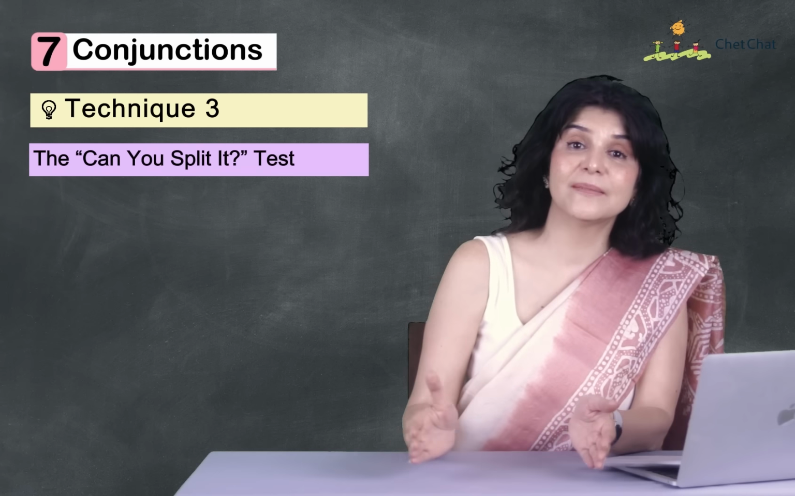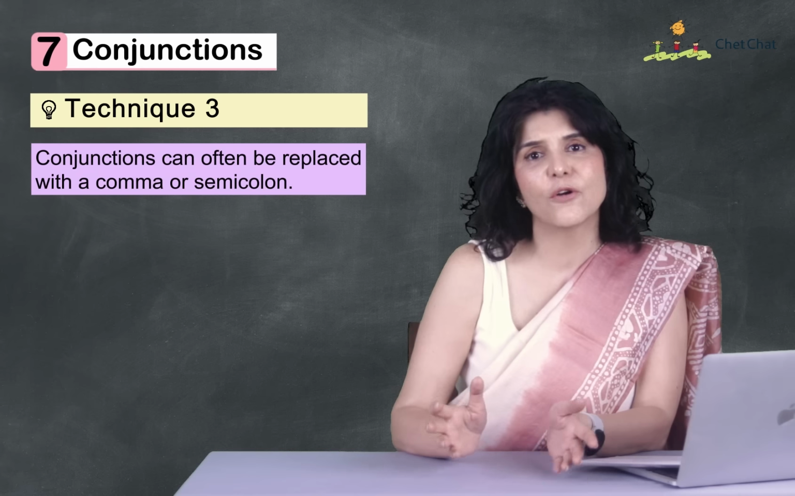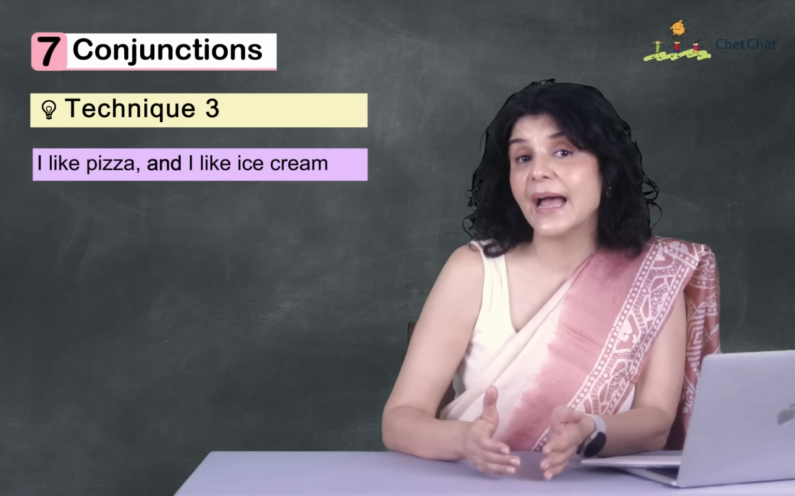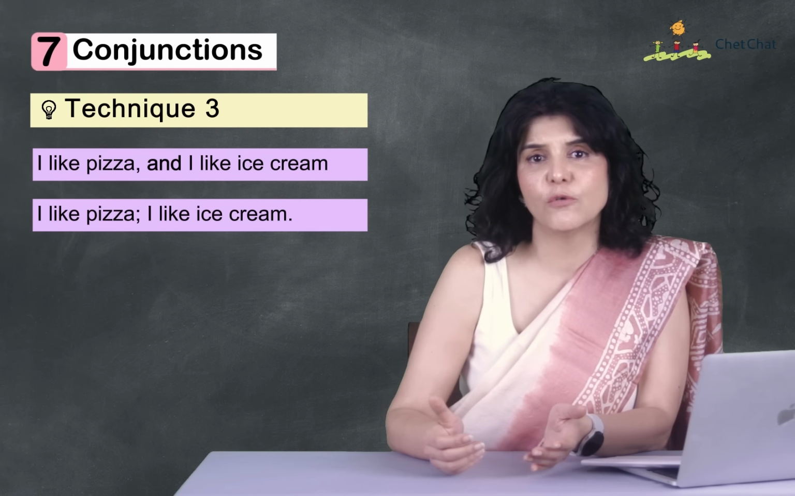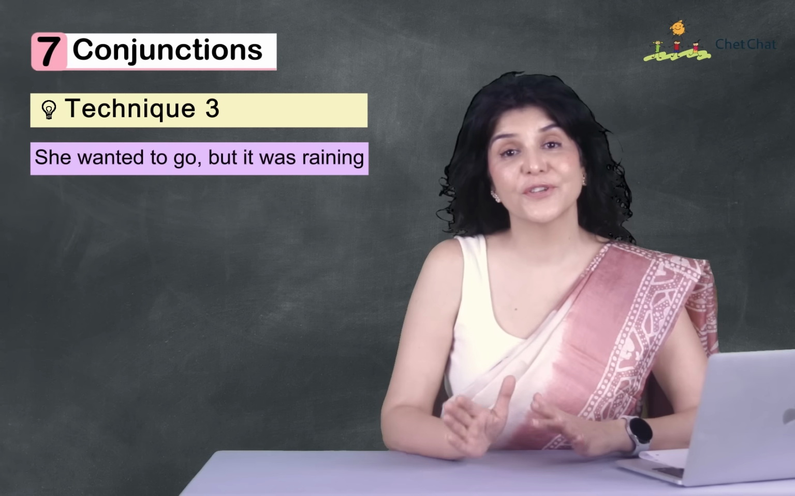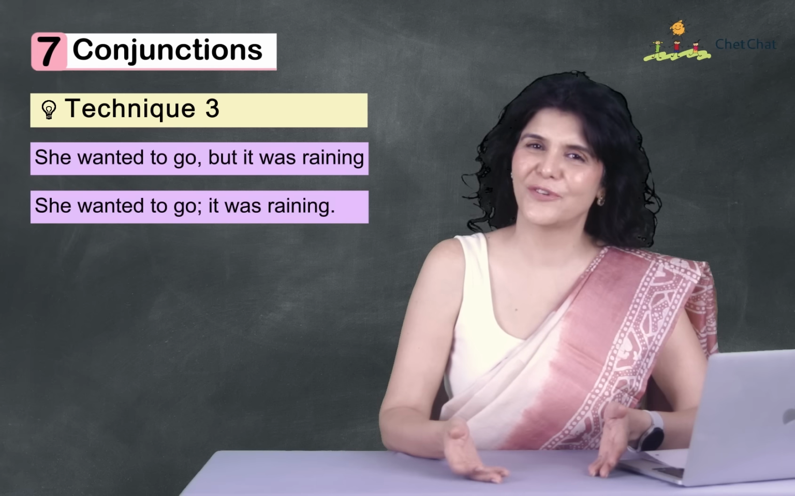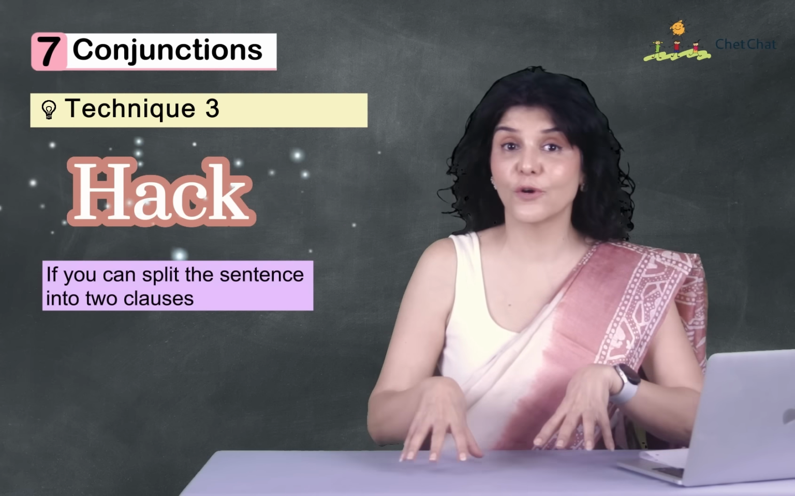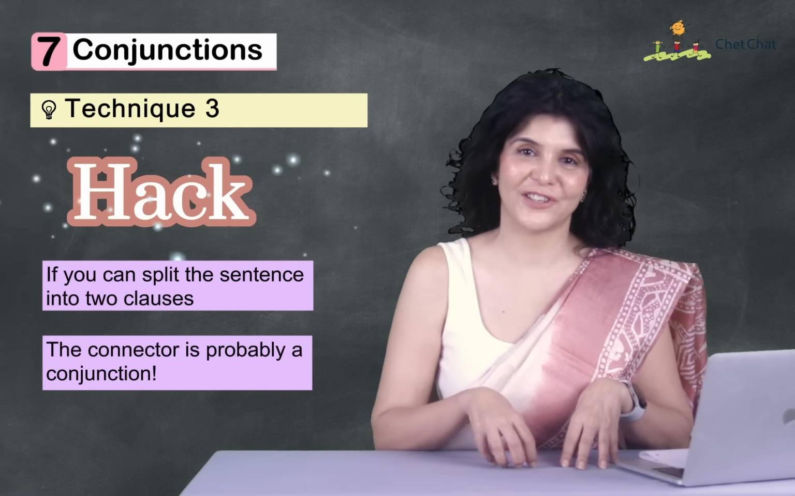Okay, technique number 3: the can we split it test. Conjunctions can often be replaced by a comma or a semicolon. I like pizza and I like ice cream. I like pizza; I like ice cream. She wanted to go, but it was raining. She wanted to go, it was raining. So the hack is, if you can split the sentence into 2 clauses, then that connector is probably a conjunction.